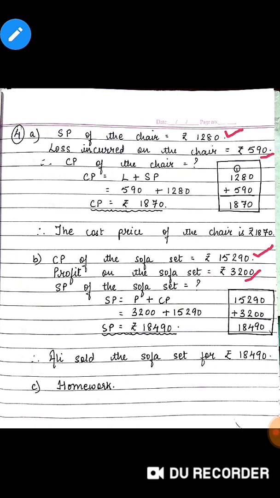Children, you have to be very careful while using the formulas. Please read the question properly and see what is given to you, whether you have a profit or a loss, whether selling price is given, whether cost price is given. And depending upon these things given to you, you have to apply the correct formula.